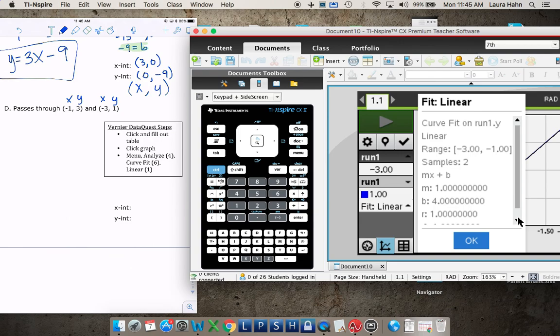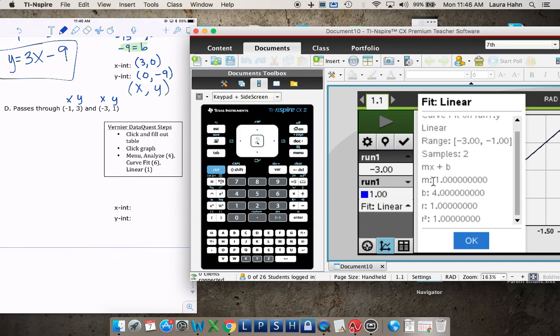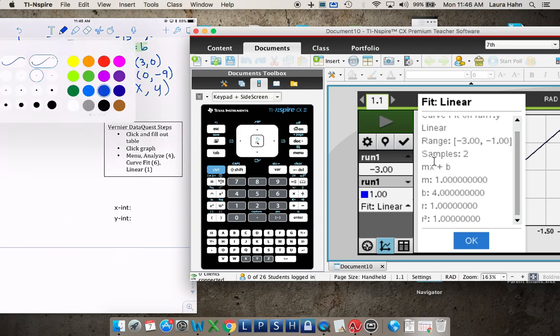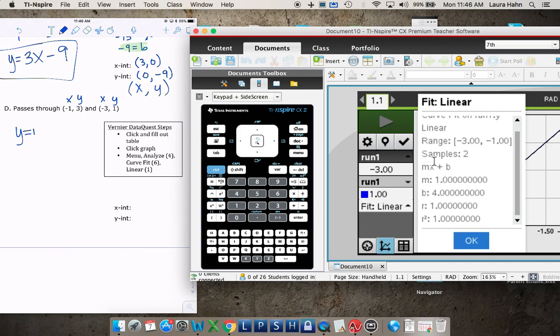Then you're going to have this box. You might need to scroll down in it. Notice in your box, it has what a linear equation is, y equals mx plus b. So if you ever forget, it's written there for you. Below that, it tells me what m is. So notice it says m is 1.0. Well, 1.0 is the same thing as just 1. Beneath that, it tells me b. I know b is 4.0, which is just 4.